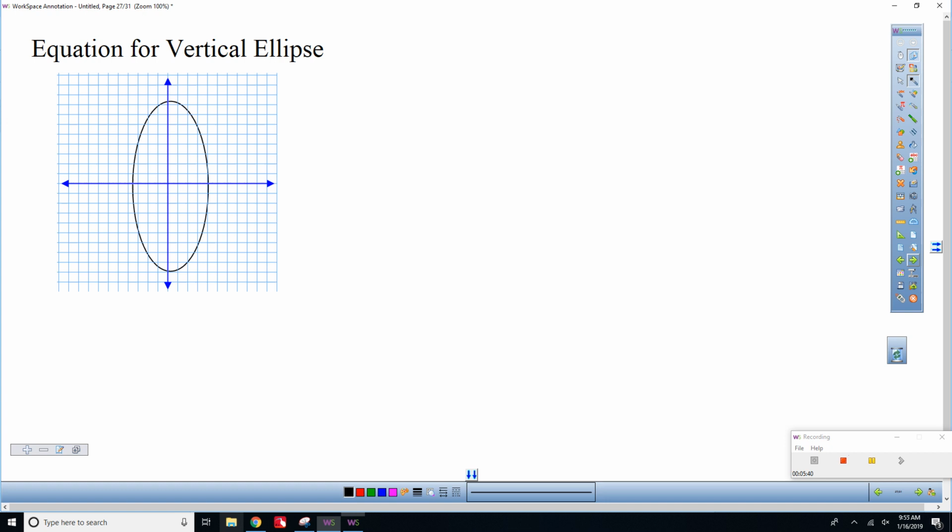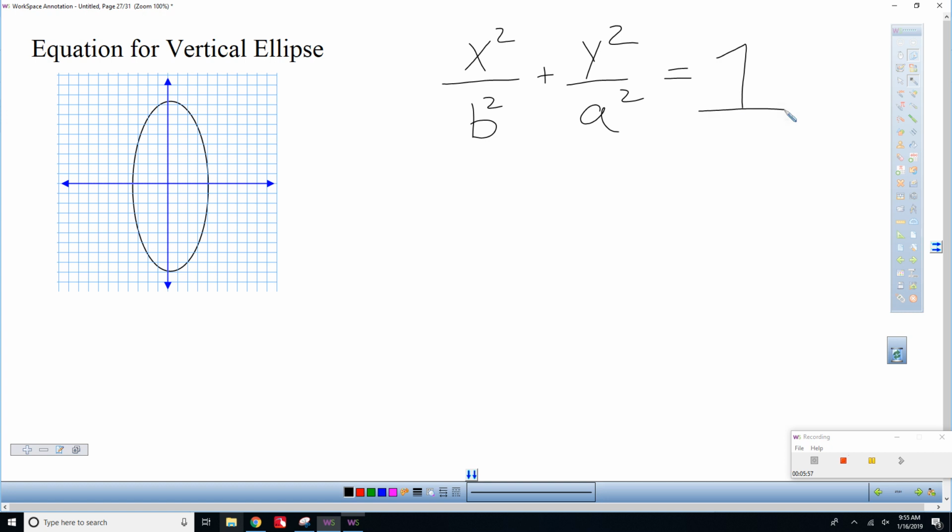So now we're talking about vertical ellipses. Now we have x squared over b squared plus y squared over a squared equals 1. Very similar, but now the a's and b's have switched. So a is still bigger than b. And just so you know, they have to be positive, but I don't want to get into too much math.